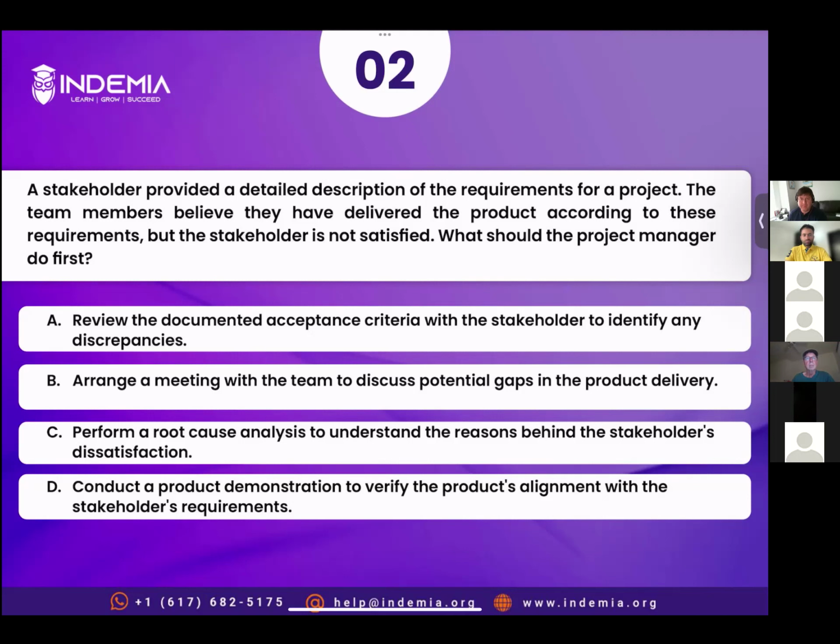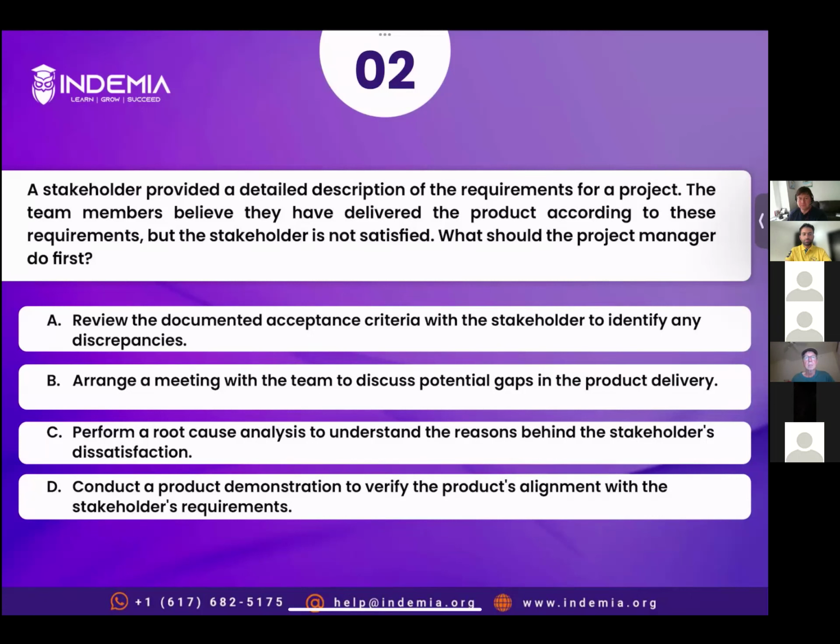So see what's happening. A stakeholder provided a detailed description of the requirement. So the requirements from the stakeholders are detailed, number one, there is nothing wrong with that. And the team members believe they have delivered the product according to these requirements, but the stakeholder is not satisfied. So there is a difference of opinion, or a conflict, right? One party believes that we have delivered according to the promise. However, the stakeholder is not satisfied, so it's a conflict. How can we approach this conflict?